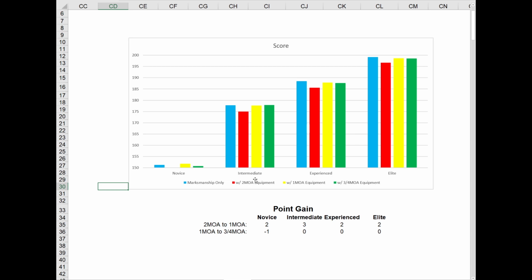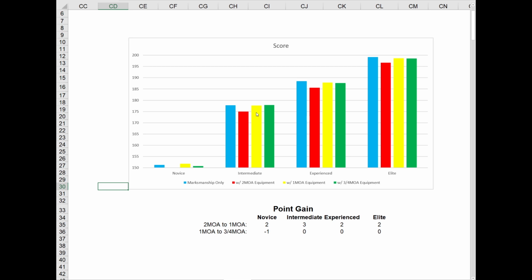And then if we move on through the other shooters, the intermediate shooter's marksmanship would score a 178. With the 2 minute of angle equipment, they're scoring a 175. So 178 to a 175. They're losing 3 points because they're using the 2 minute of angle equipment. This 2 minute of angle equipment has more variation, and that additional variation is costing them 3 points on average on a 20 shot match.